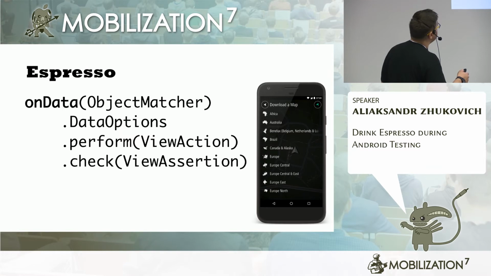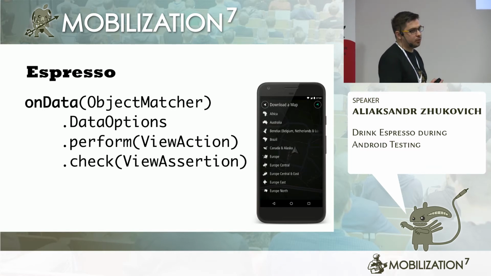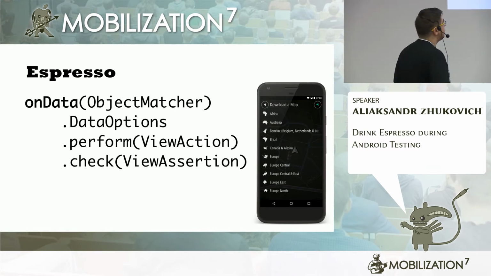And here we have two additional objects: object matcher and data options. They help us to find a required item in the adapter.